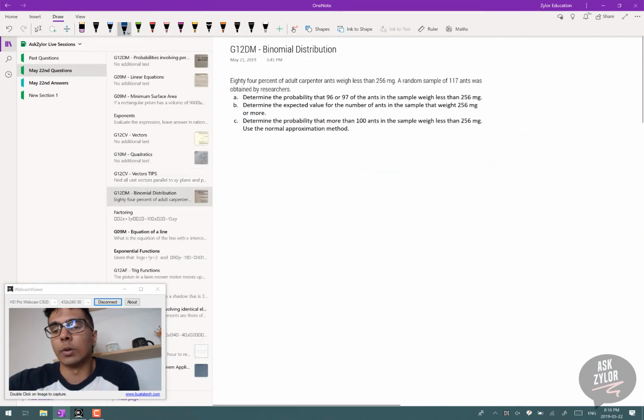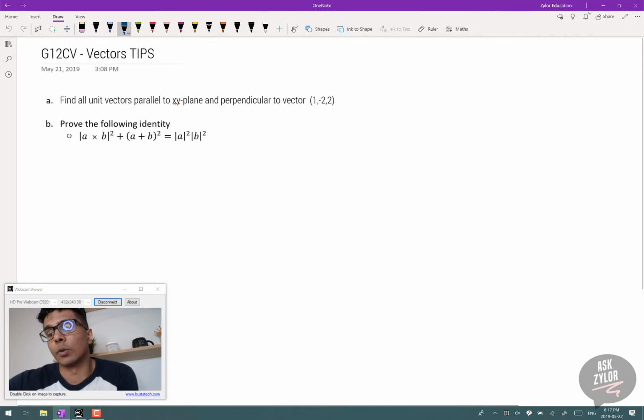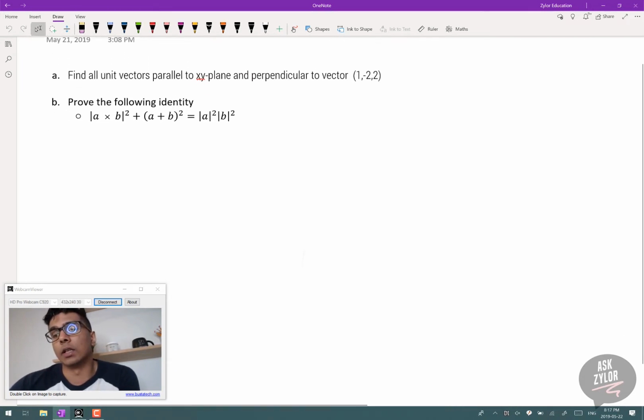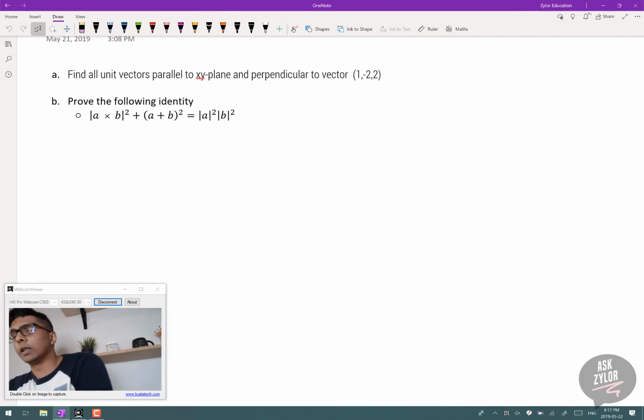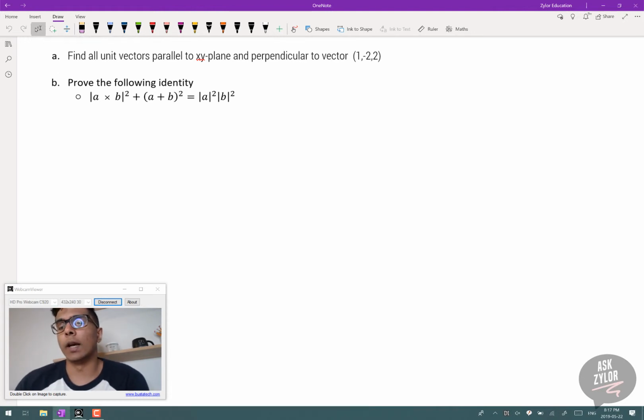So this is a grade 12 calculus and vectors question. It's a vectors thinking question. So we'll do part A and part B for this. For part A, we're asked to find all the unit vectors that are parallel to the xy plane and perpendicular to the vector (1, -2, 2).